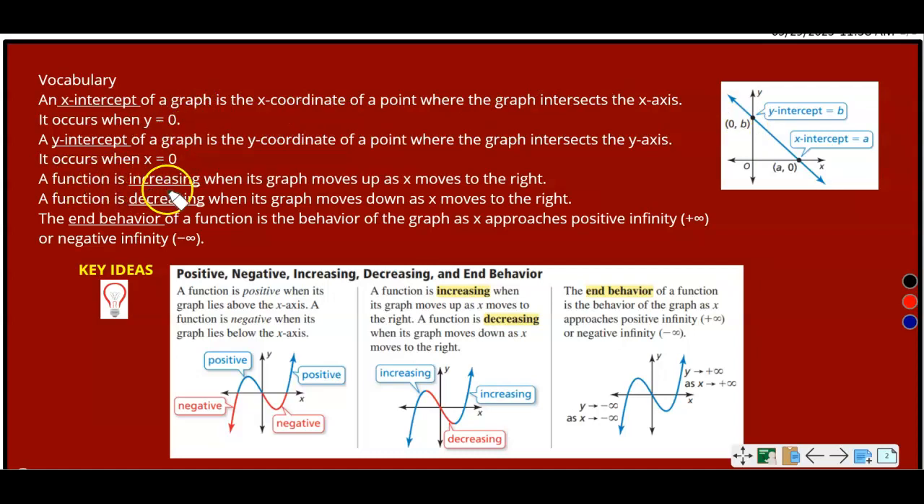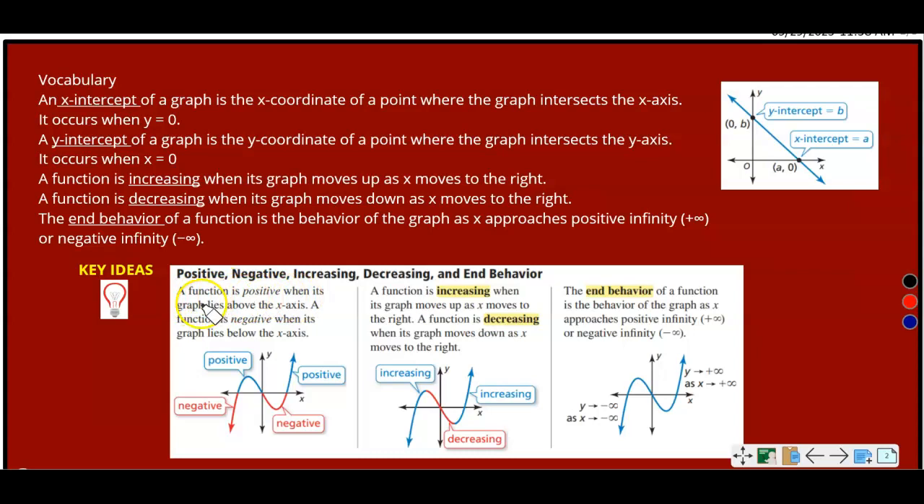All right, a function is increasing when its graph moves up as x moves to the right. A function is decreasing when its graph moves down as x moves to the right. The end behavior of a function is the behavior of a graph as x approaches positive infinity or negative infinity. This kind of helps you visualize what's going on. So positive, negative, increasing, decreasing, and end behavior.